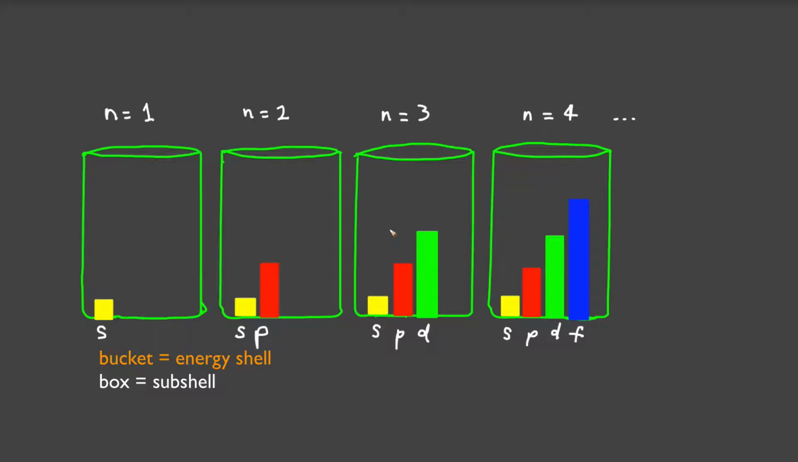Let's now look for some patterns. The n equal 1 shell has 1 box. The n equal 2 has 2 boxes. The n equal 3 has 3. N equal 4 has 4.